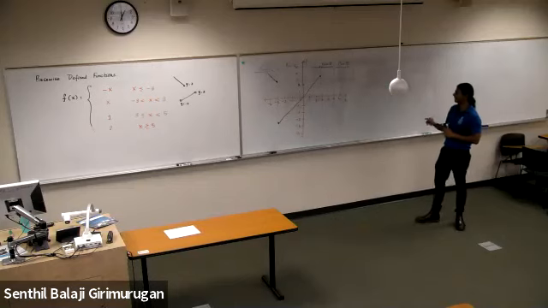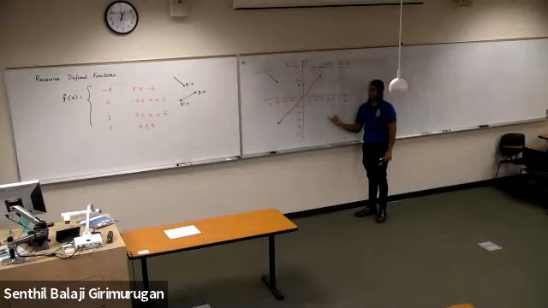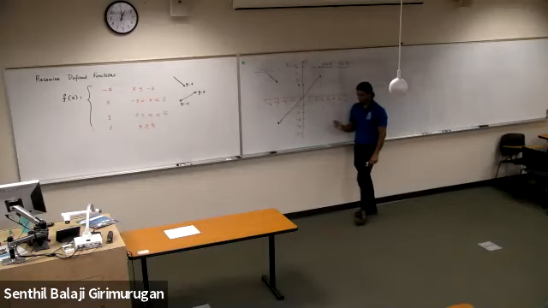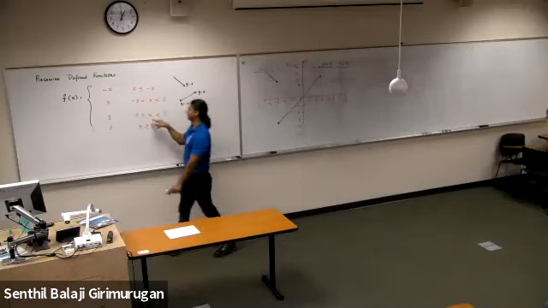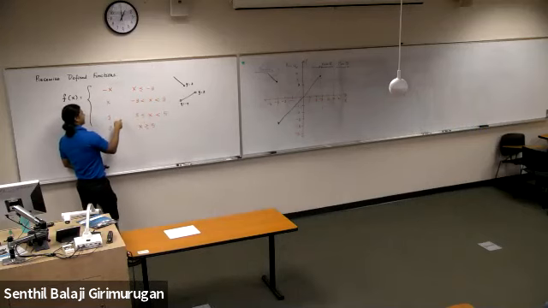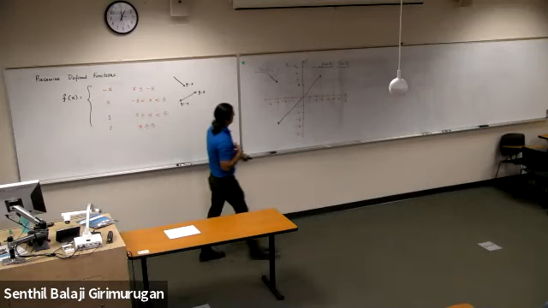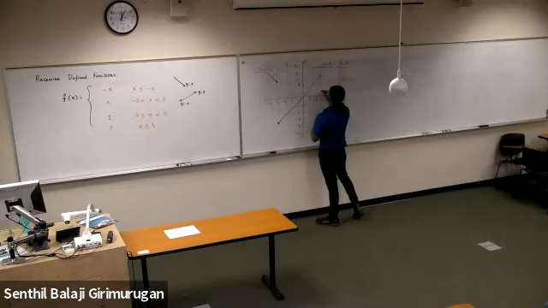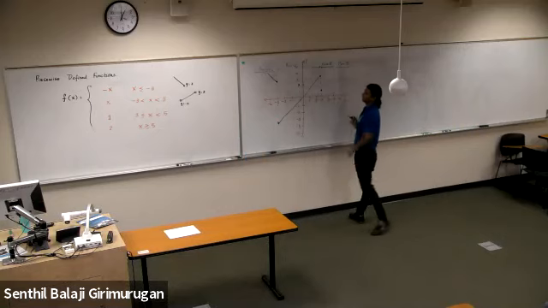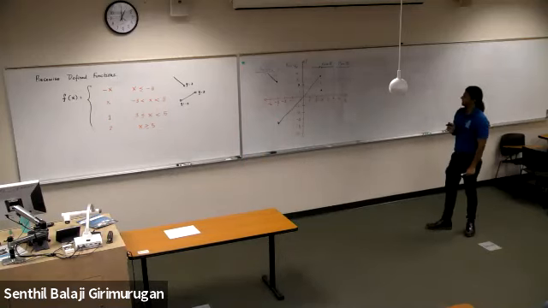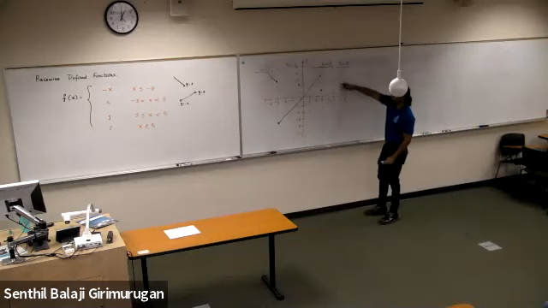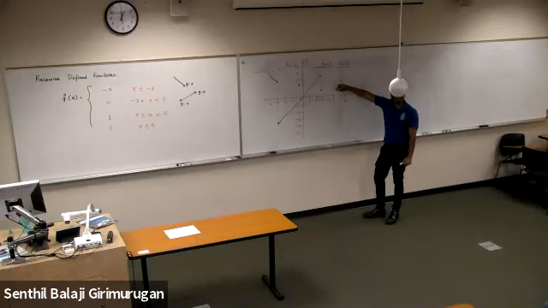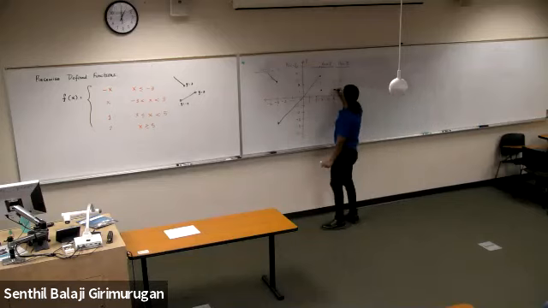Between 3 and 5, which is the third piece, when x is 3, I'm including the value of x. So when x is equal to 3, what is the value of y? 1. Putting a closed dot. And when we're going all the way up to 5, it stays at 1, but should it be a closed dot or open dot at 5? Open.